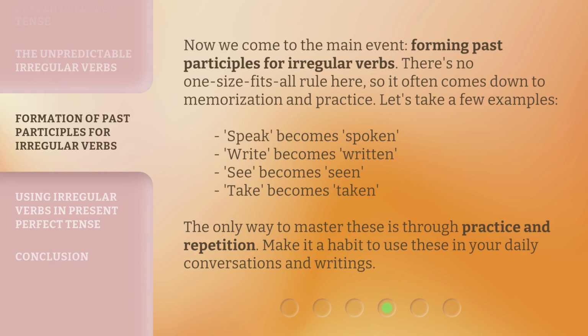Now we come to the main event: forming past participles for irregular verbs. There's no one-size-fits-all rule here, so it often comes down to memorization and practice. Let's take a few examples. Speak becomes spoken. Write becomes written. See becomes seen. Take becomes taken. The only way to master these is through practice and repetition. Make it a habit to use these in your daily conversations and writings.